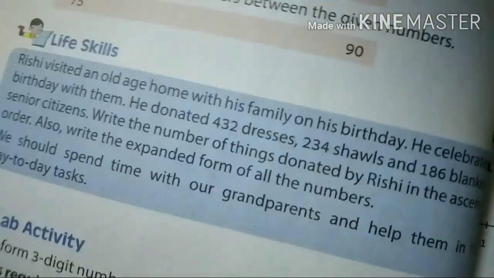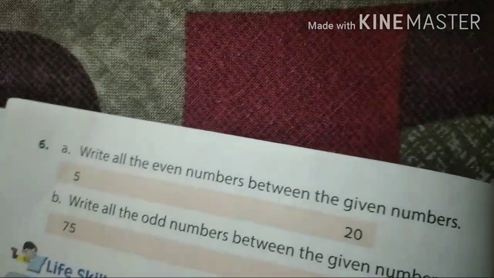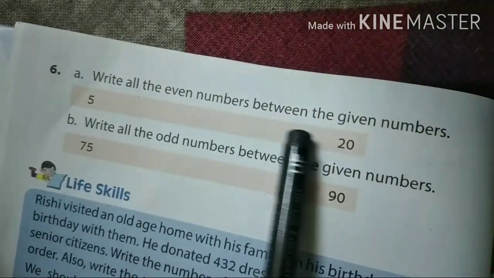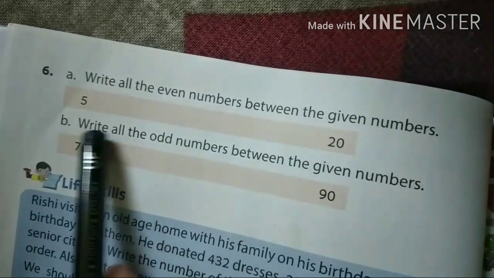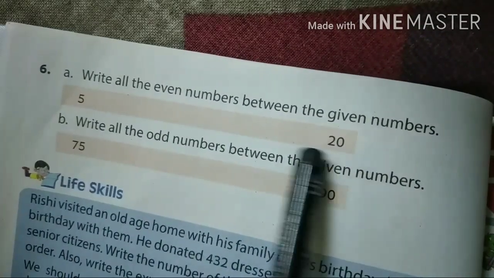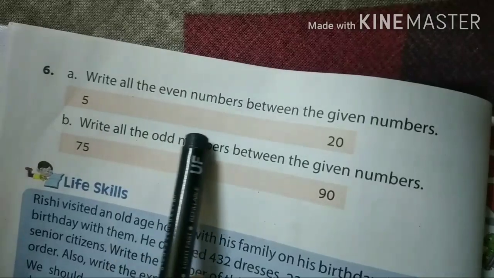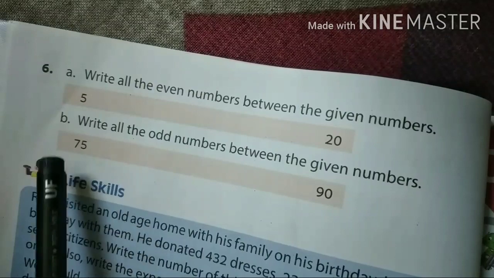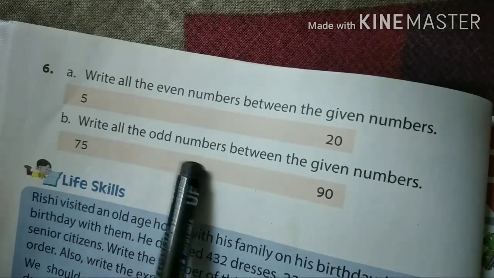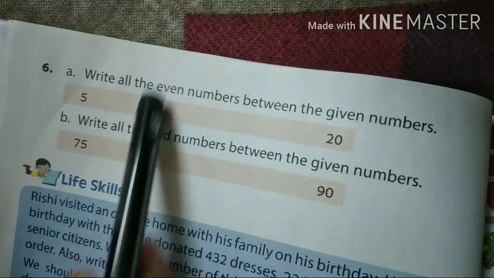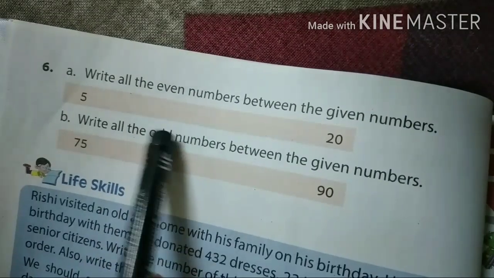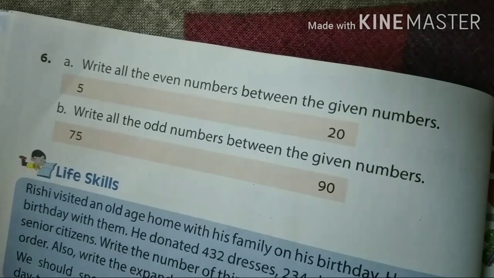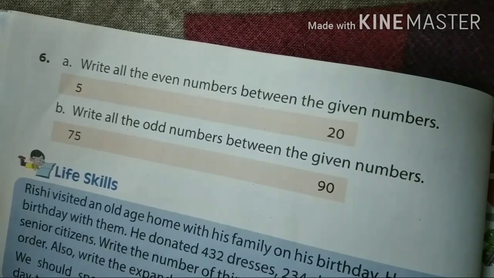Now the next question is on page number 24. Write all the even numbers between the given numbers. Here we have two numbers, 5 and 20. You have to write all the even numbers between these two numbers. Now next, write all the odd numbers between the given numbers. So you will complete both parts of this question. So students, complete your homework carefully and practice in your practice notebook.